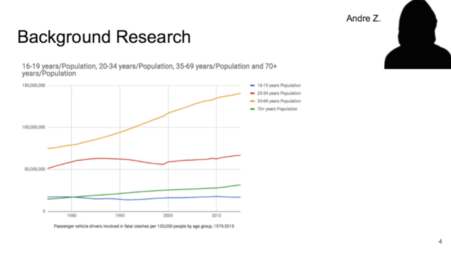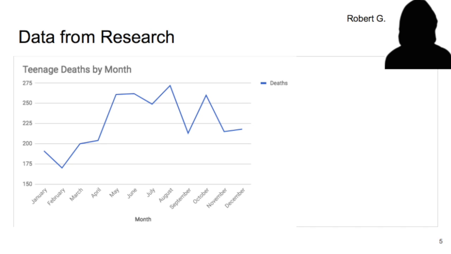The graph that you're seeing right now on your screen is broken down by age group. So we have 16 to 19-year-olds, 20 to 34, 35 to 69 years old, and then 70 plus. From the data acquired through research, we were able to plot certain pieces of the data in order to visualize the correlation between teenage deaths over the span of months, days, and even specific hours of the day.